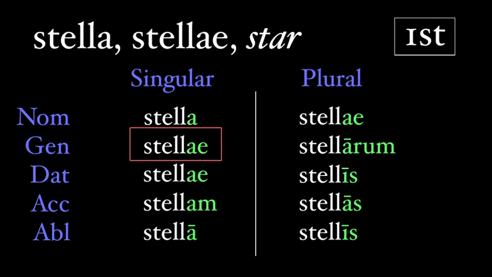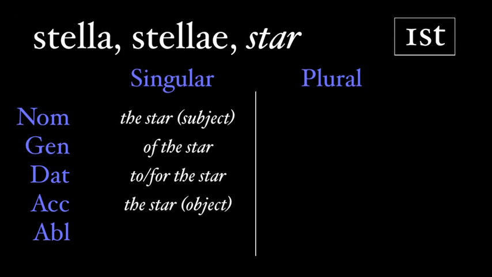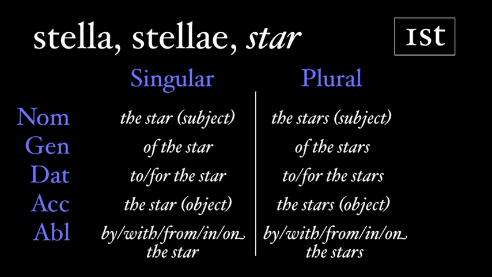Now that we have the full declension, it helps to add translations. The star, or a star, since Latin doesn't differentiate between the star, a star, or even just star. Of the star, to or for the star as the object of a verb, and the ablative by, with, from, in, on the star. The plurals go similarly.